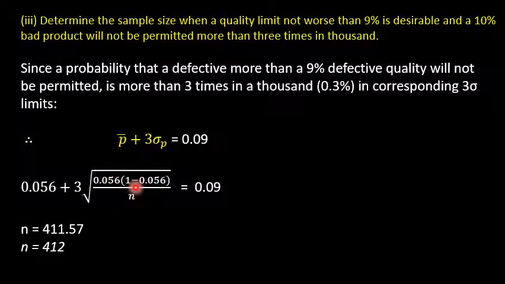0.056 multiplied by (1 minus 0.056) divided by n is equal to 0.09. Here we have to find the value of n, that is the sample size. So we get the value of n equal to 411.457, and we know that we can't take the sample size as a fraction, so we take the value of n equal to 412, and this is our answer. N is equal to 412.